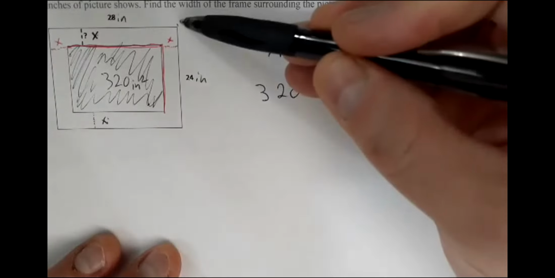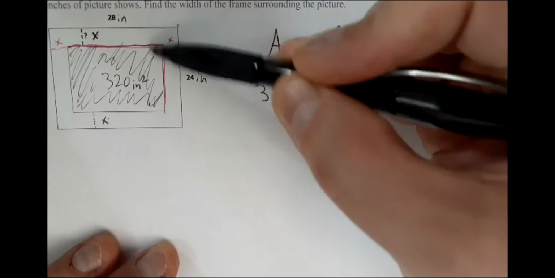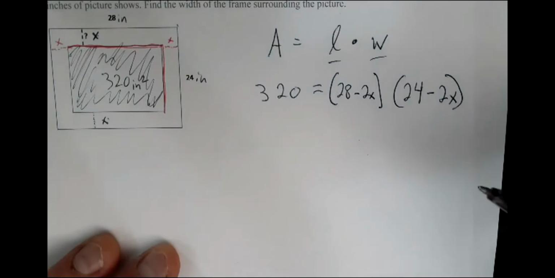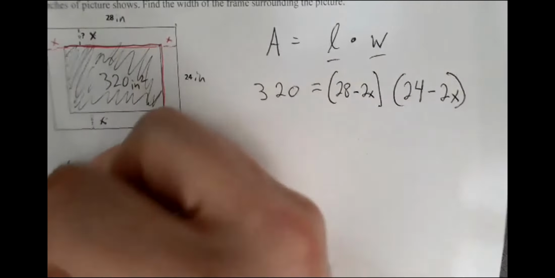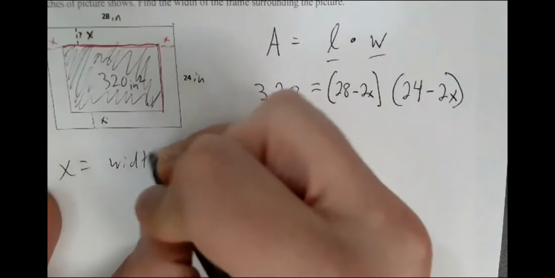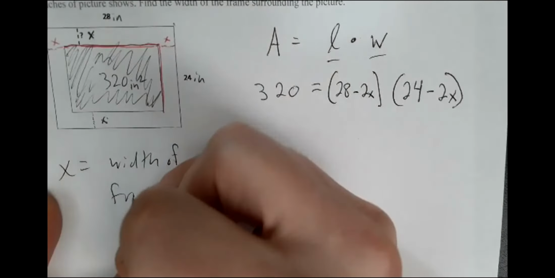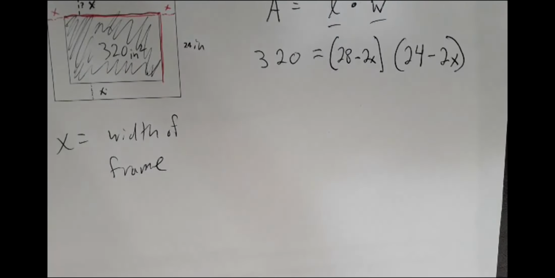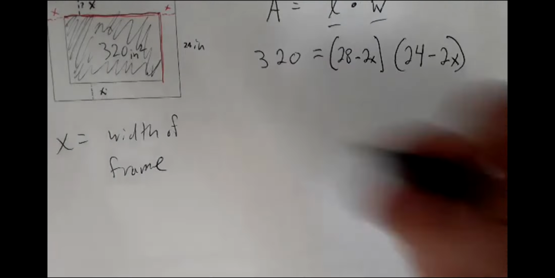So the entire thing is 24. If we want to get to the inner one, we're subtracting the frame twice. The frame is the thing I don't know, so I'm letting that be x. So I should probably define my variables if I'm doing proper math over here. So x is the width of the frame. So I'm looking at this thing.